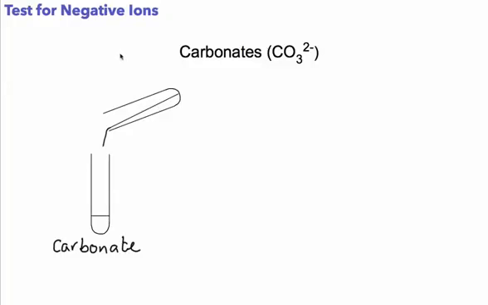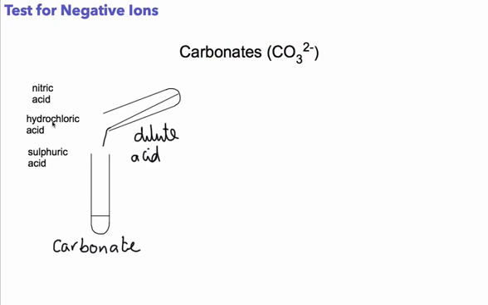And to start us off, we are looking at carbonates, and that's CO3 with a charge of 2 minus, and this is very easily done. We just add some dilute acid, and the ones we tend to work with are nitric acid, hydrochloric or sulfuric acid, but we just add some dilute acid to our carbonate and we should get a fizz if there is carbonate present.